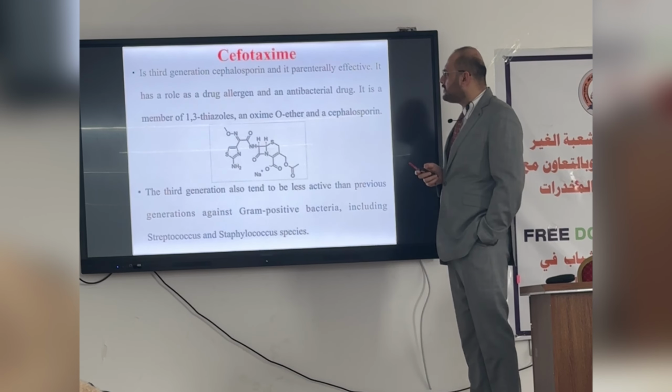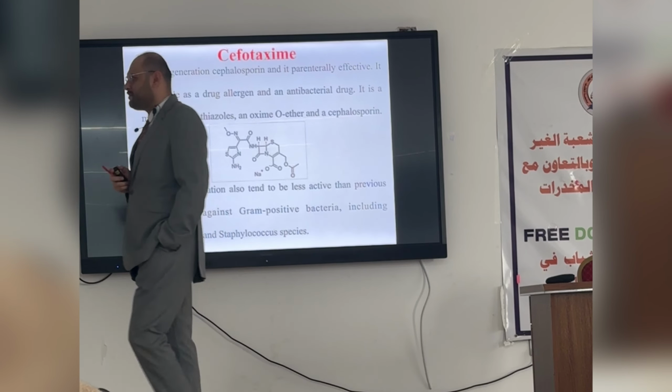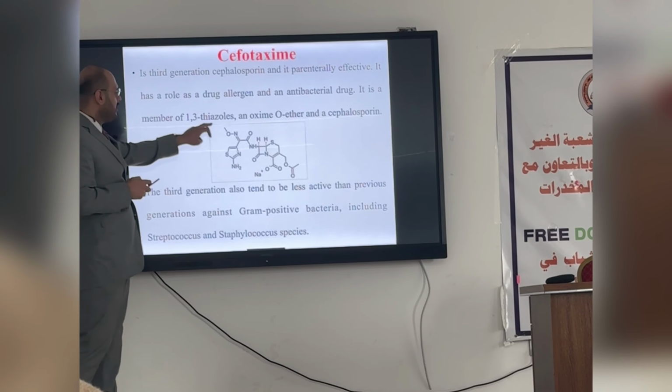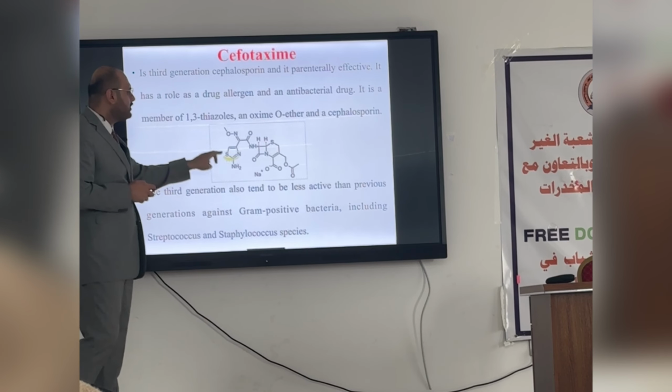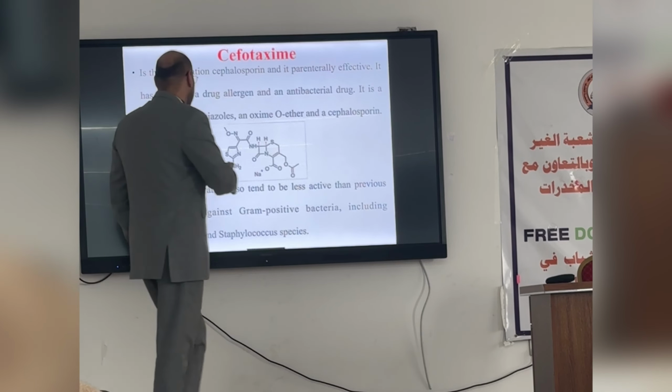So we have cefotaxime and ceftriaxone. It is a third generation cephalosporin and it is parenterally effective. It has a role as a drug, allergen, and as an antibacterial drug. It is a member of 1,3-thiazole, which is this part, and an oxy-O-ether of cephalosporin. Oxy-O-ether.